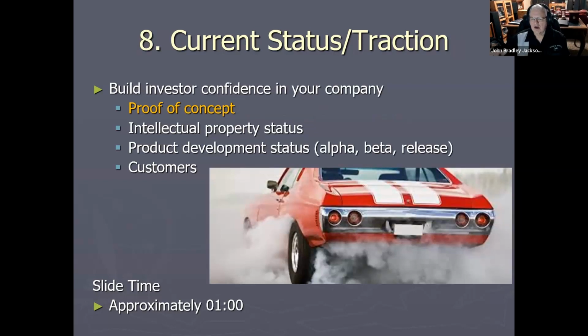You're going to say what your intellectual property status is. You have a provisional patent. You have engaged with an attorney. You have a patent pending. You have patent in hand, whatever that is. Product development, where are you? Are you still in the early stages, alpha? Are you doing customer evaluation with beta products, or have you released it? And then, by the way, who are your customers? So this one's only a minute. I might make this one a little longer. It's pretty dang important.